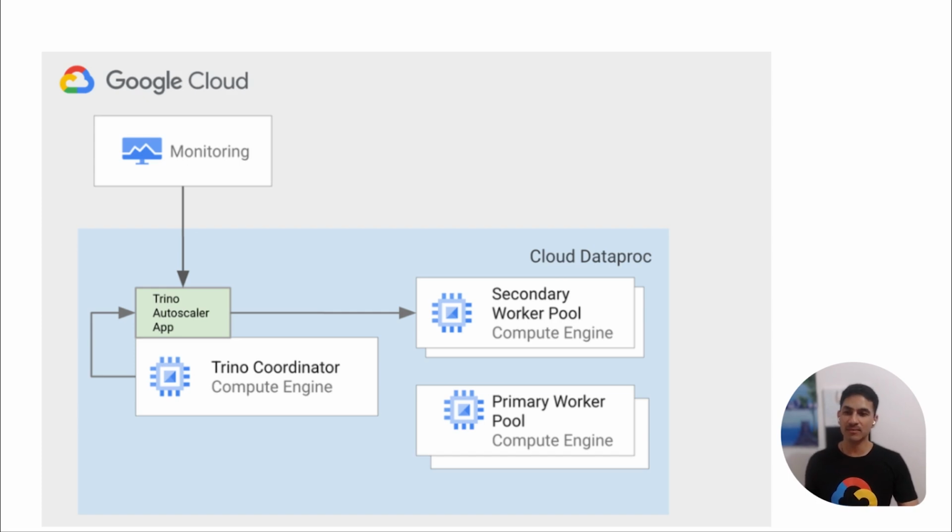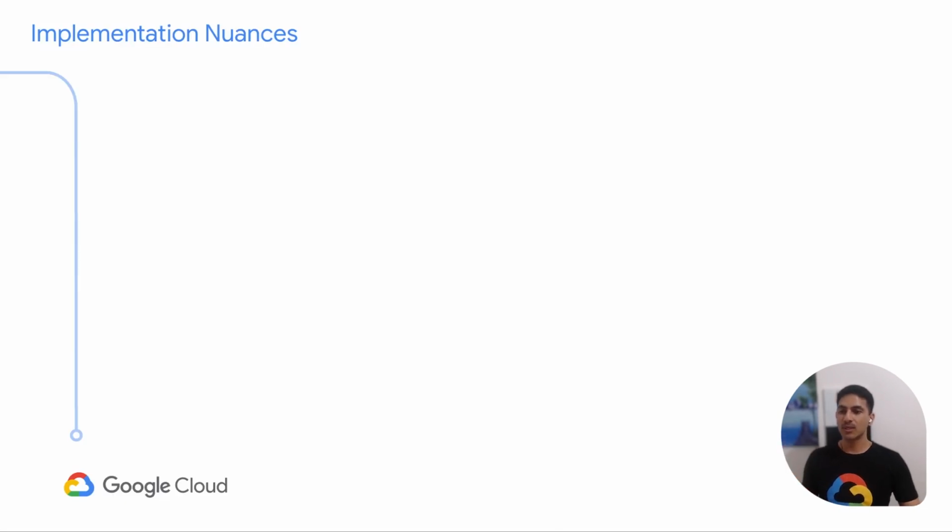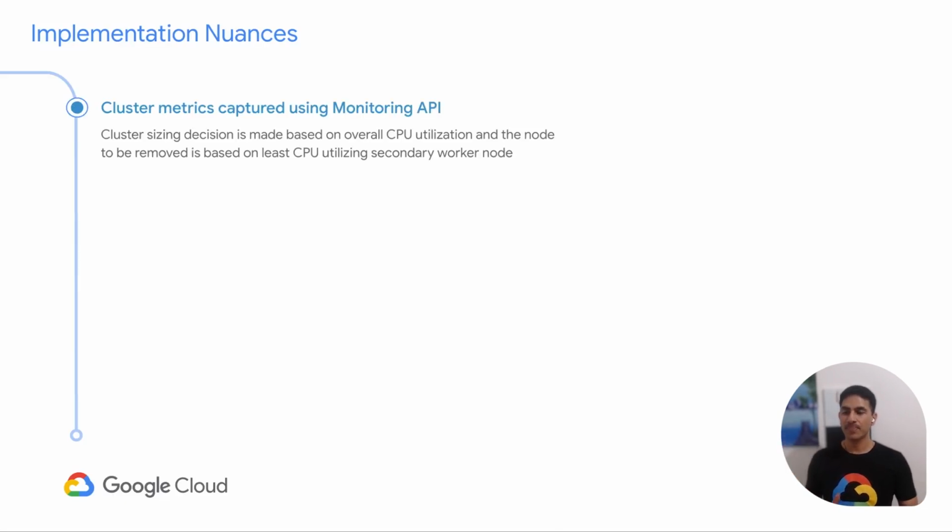Now, let's look at some of the implementation considerations of this solution. The nuances that we had was, number one, we were capturing all the cluster metrics using the monitoring API. The Cloud Monitoring API gives you all the cluster metrics like CPU utilization of individual workers, memory, thresholds, all of that. But it is up to 2 minutes delayed.